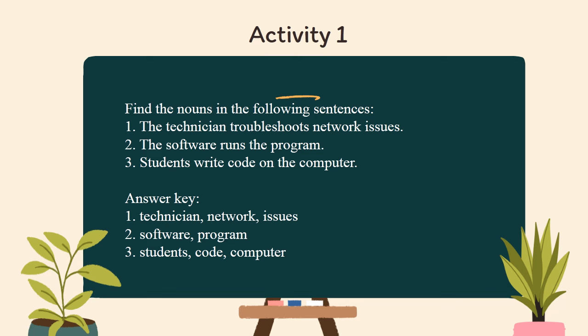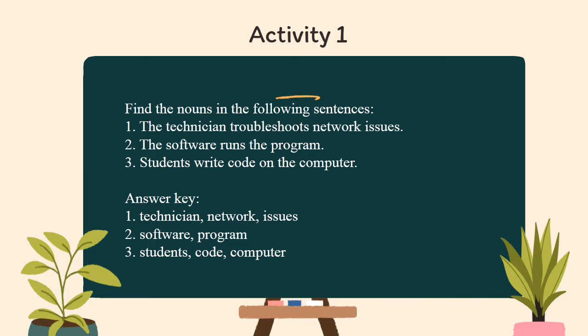Here are the answer keys, and it's better that you have found them before reading the answers. So we see here that the nouns in the first sentence are technician, network, and issues. So be careful. In the sentence it is written "the technician." However, when answering, we don't have to mention "the," and when it is before a noun, it is an article, so it is not a part of the noun. Be careful. So the noun is only technician, not "the technician."